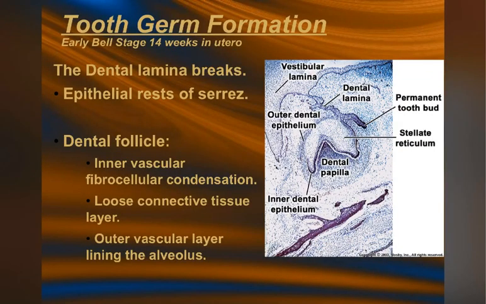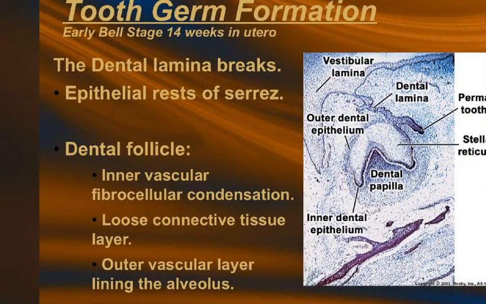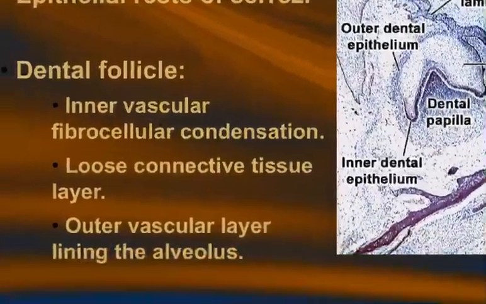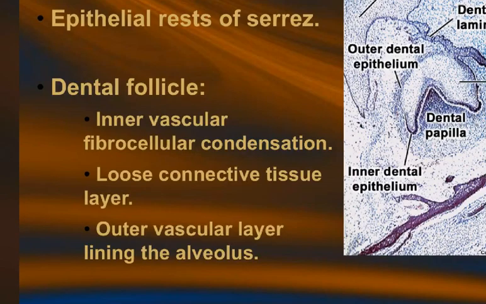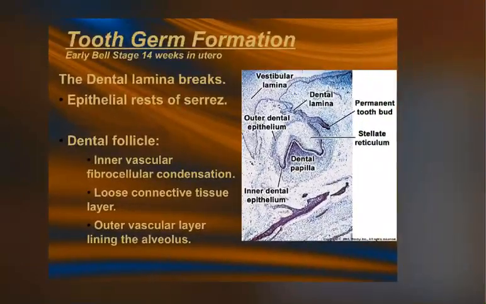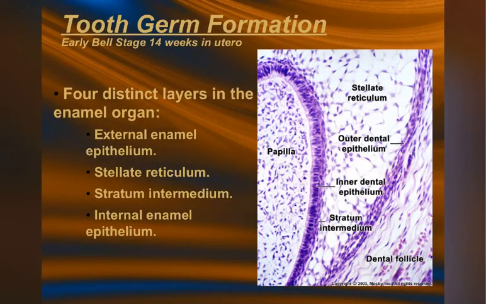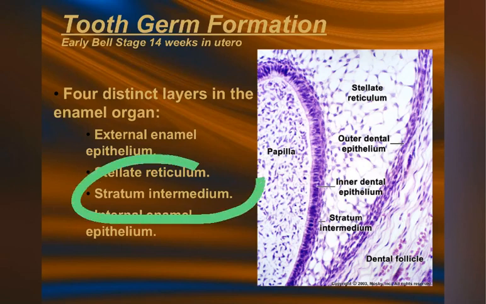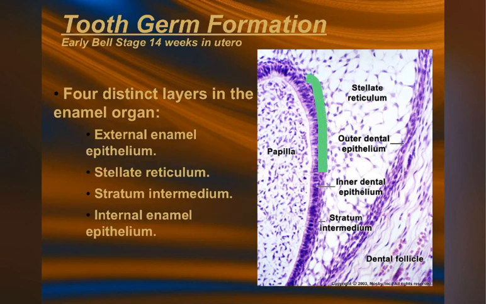Dental lamina breaks. The remnant cells are called epithelial cell rests of Serres. Dental follicle becomes inner vascular fibrocellular condensation, loose connective tissue layer, outer vascular lining the alveolus. 4 distinct layers in the enamel organ: external enamel epithelium, stellate reticulum, stratum intermedium, internal enamel epithelium. The new one is the stratum intermedium, and it's here between internal enamel epithelium and stellate reticulum.